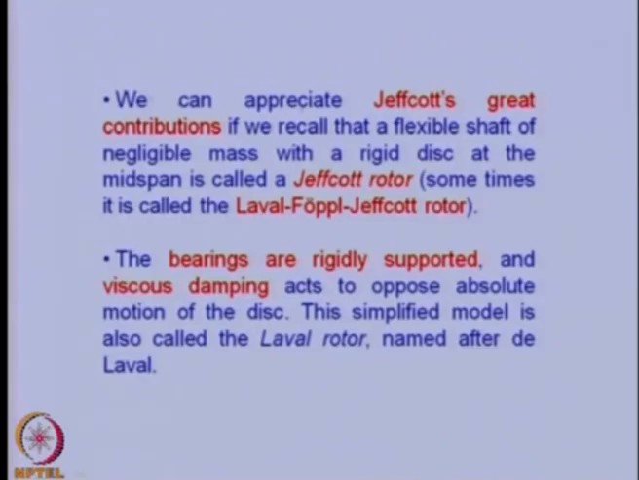We can appreciate Jeffcott's great contribution if we recall that a flexible shaft of negligible mass with a rigid disc at the midspan is called a Jeffcott rotor in the rotor dynamics community. Sometimes it is also called the Laval Foppel Jeffcott rotor. The bearings are rigidly supported and viscous damping acts to oppose absolute motion of the disc. This simplified model is also called the Laval rotor, named after De Laval.